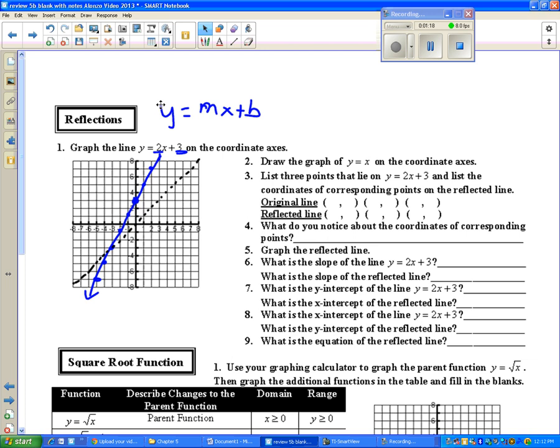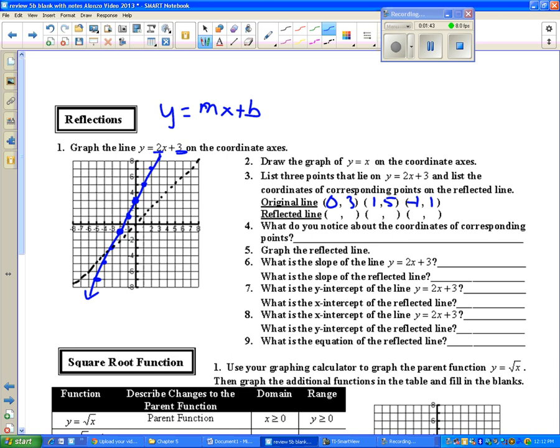Name 3 points that lie on the line y equals 2x plus 3. Well, my y-intercept was the coordinate (0, 3). This point here is the coordinate (1, 5). And then this point down here, let's do this point right here, is the coordinate (-1, 1).